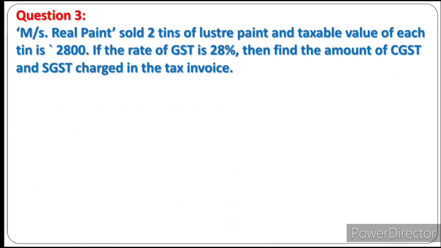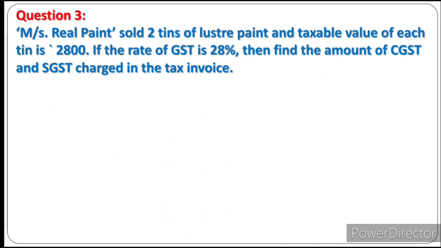Question number 3 is, MS Real Paint sold 2 tins of luster paint and the taxable value of each tin is 2800 rupees. If the rate of GST is 28%, then find the amount of CGST and SGST charged in a tax invoice. First I'll explain the question. Here taxable value means the cost price of that particular tin. Cost price means the value on which GST is not yet charged. Why is it known as taxable? Taxable means on that particular thing you have to apply the tax.